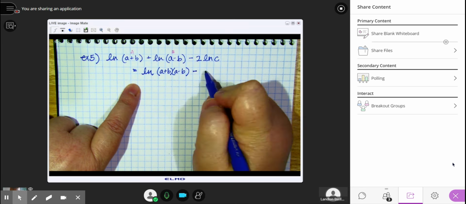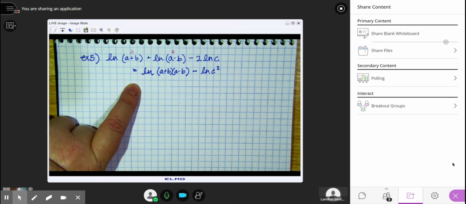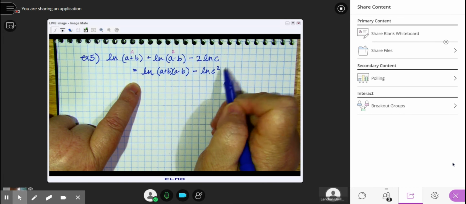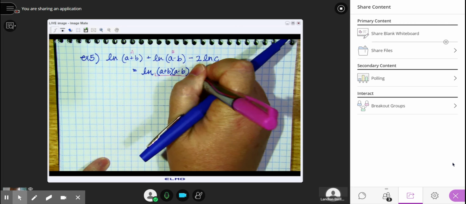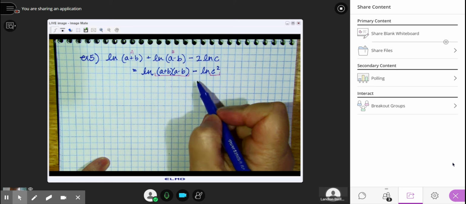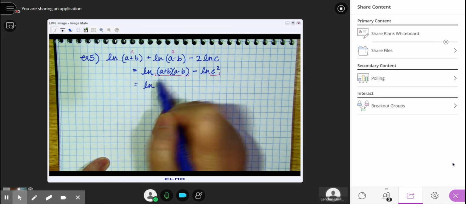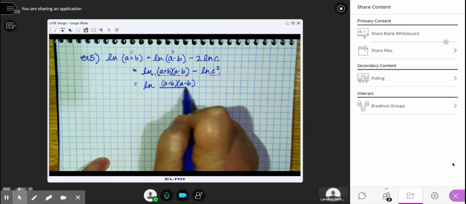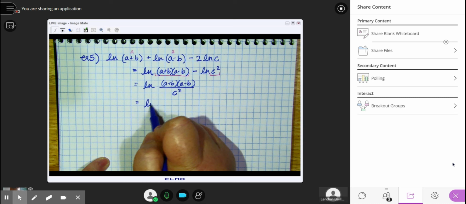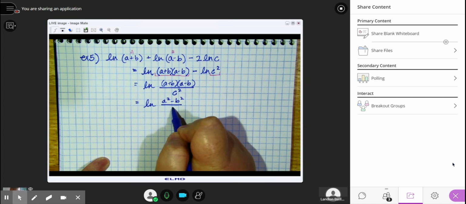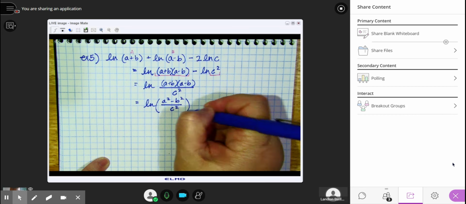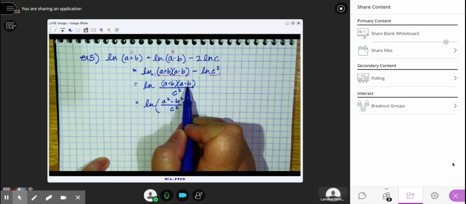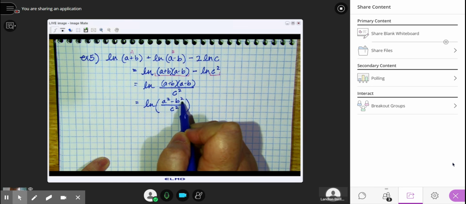Okay? Minus, and is it okay if I go to ln c squared there? Yeah? Okay. Now, I have all of this ln minus this ln. And that subtraction tells me I'm going to do what? So I'm going to have an a plus b, a minus b over c squared. Which, if I'm simplifying it, a plus b times a minus b is the difference of two squares. So I could do a squared minus b squared over c squared.